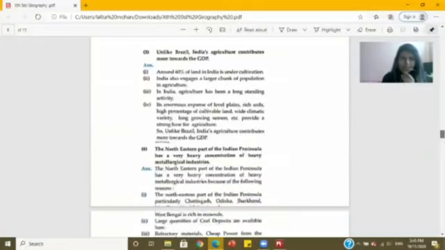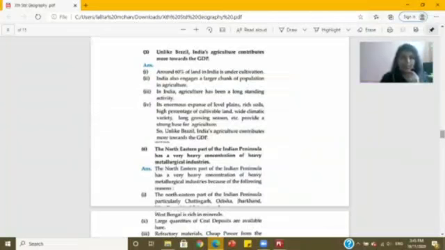Moving ahead, question number 3. Question is, unlike Brazil, India's agriculture contributes more towards the GDP. Answer: around 60% of the land in India is under cultivation. India also engages a larger chunk of population in agriculture.